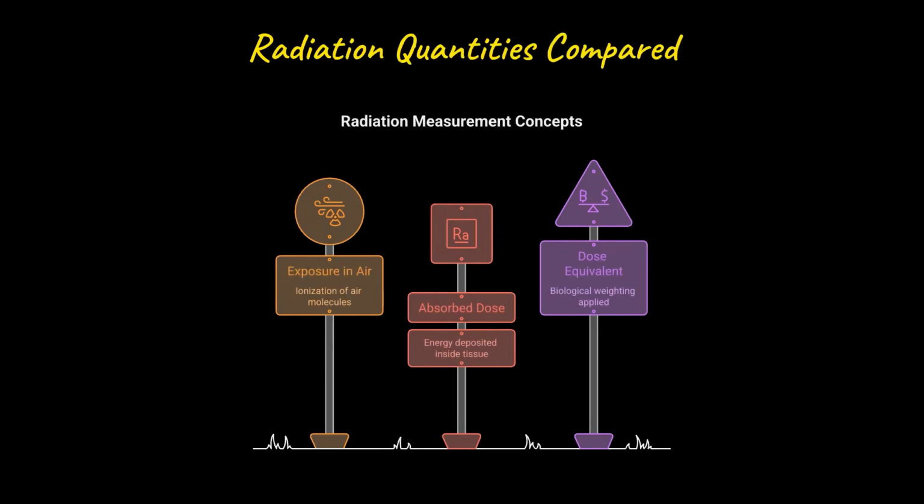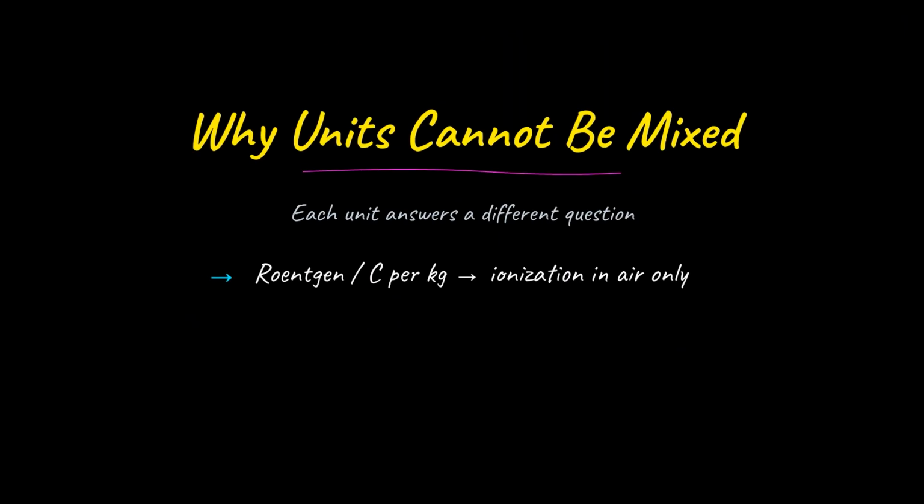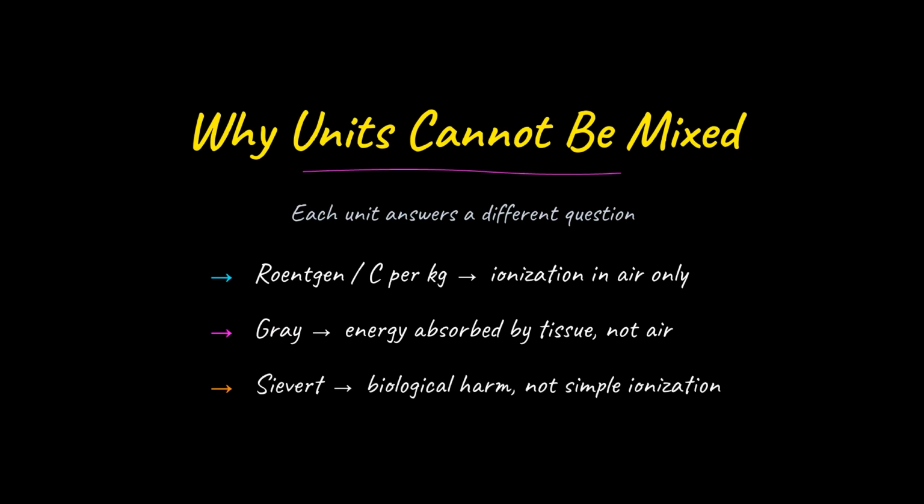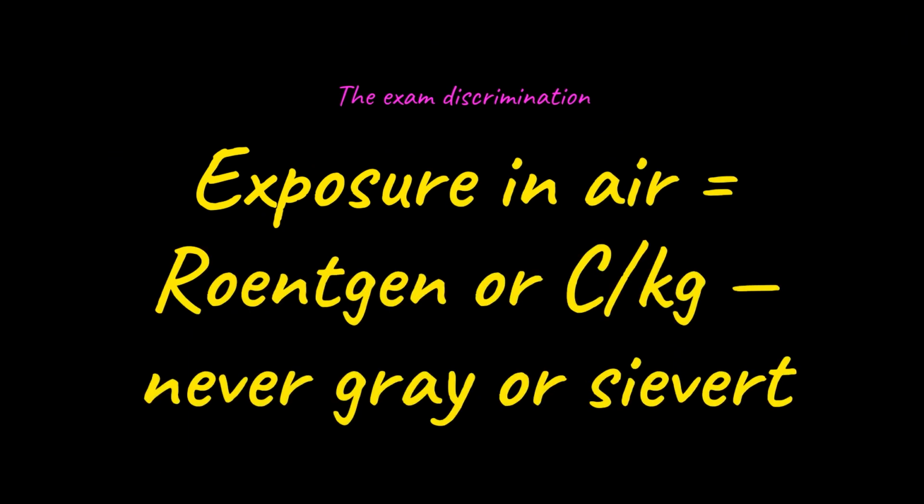Think of a dental X-ray beam. The Röntgen describes how strongly it ionizes the air at a point. The gray describes how much energy is deposited in the patient's tissue, and the sievert describes the biological impact of that energy. These units are not interchangeable. Grays and sieverts never express exposure in air, and Röntgens never express absorbed dose or biological effect. Using the wrong unit misstates what is actually being measured. When an exam stem asks for the units of radiation exposure in air, the answer is always the Röntgen or coulombs per kilogram. Grays and sieverts belong to the other quantities and are never correct for simple exposure.